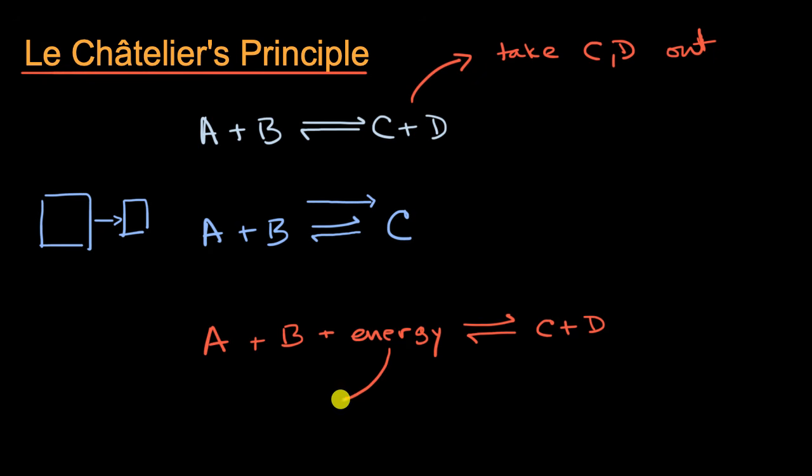You could imagine the other way. What happens if I were to take energy away? Well, you need energy for A and B to react to form C plus D. So if you were to take energy away, then the reaction that starts with A and B is going to happen less. And so you're going to have a net direction with C plus D reacting to form A plus B until you hit a new equilibrium.